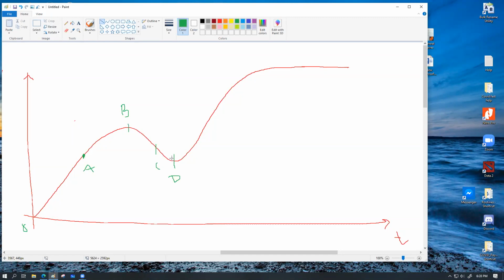So I'll go again. From B to C, the object is decelerating, and the value of deceleration is increasing. Or in other terms, from B to C, the object is slowing down, and the rate of slowing down is increasing. Or you can say it is slowing down more rapidly as time goes on. More rapidly means that initially it was slowing down slowly, then it was slowing down more rapidly. So its rate of slowing down increased. That's what it means.